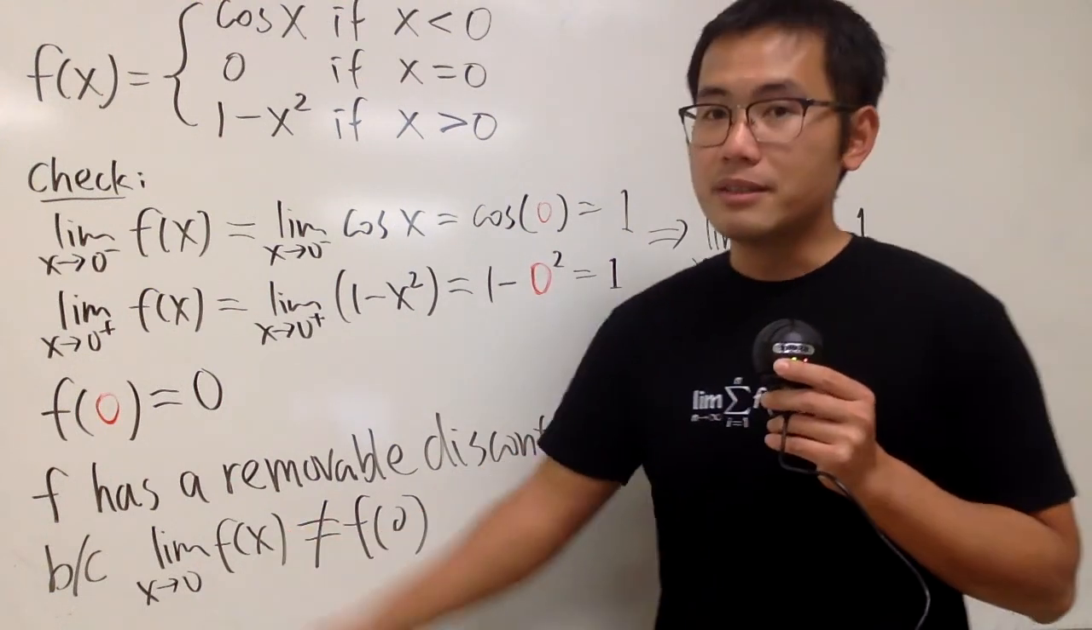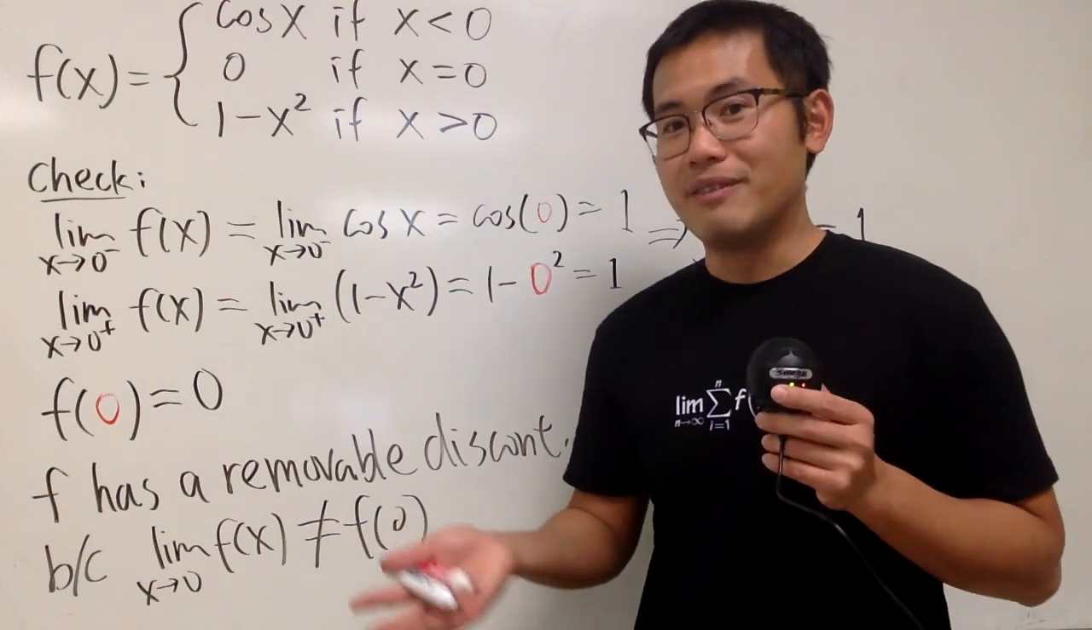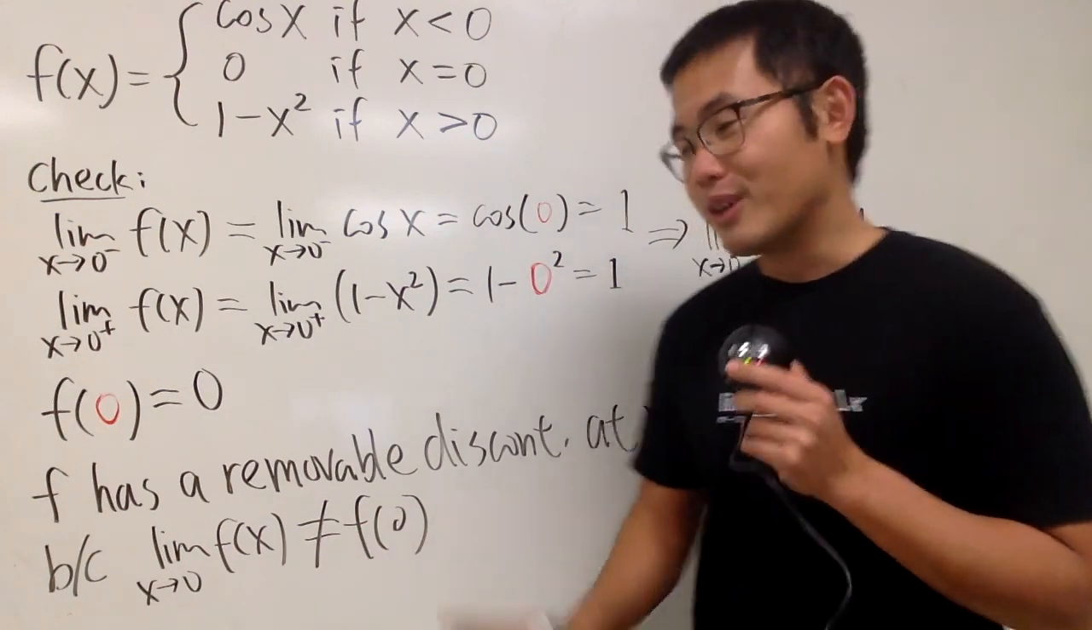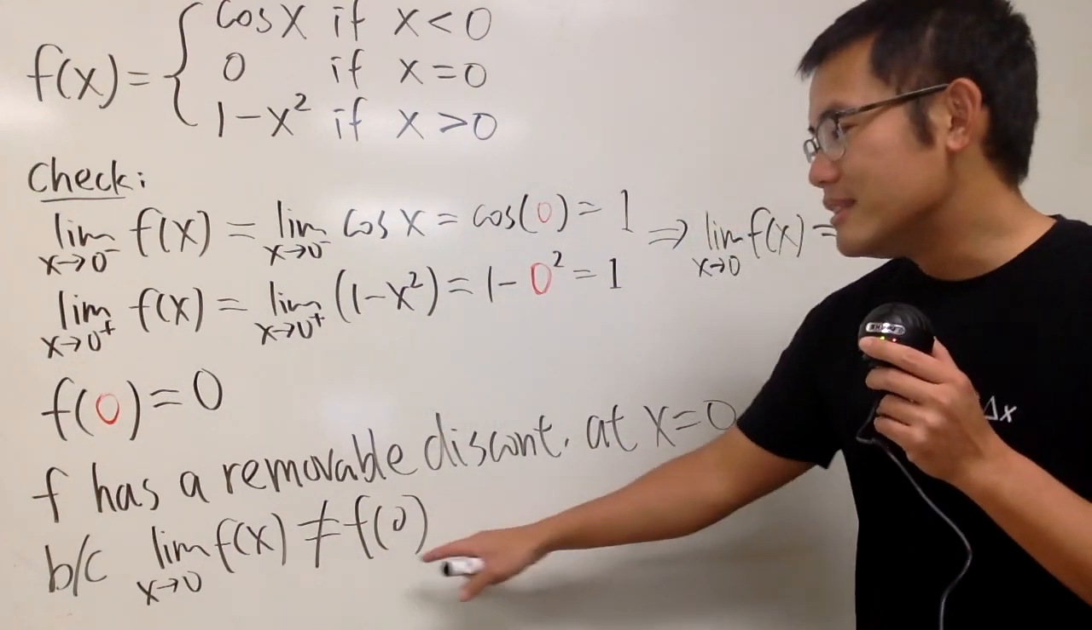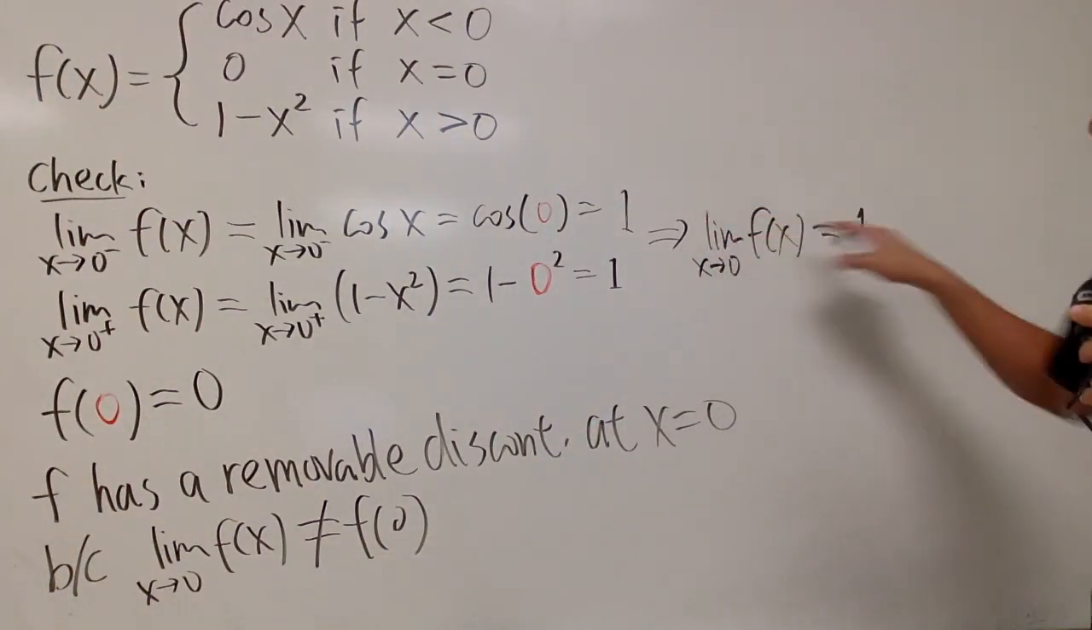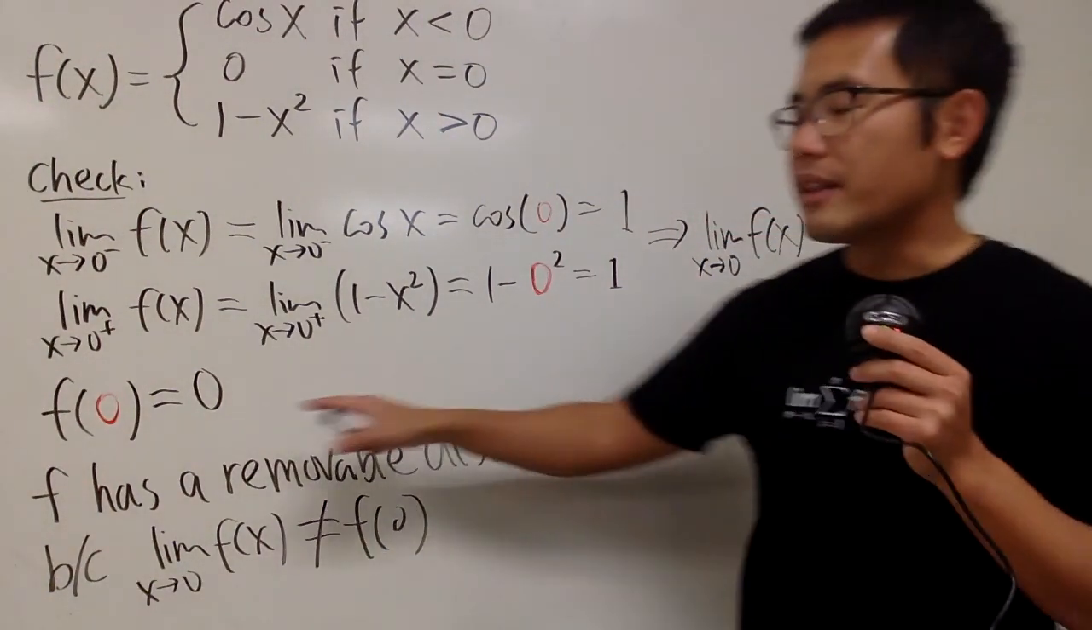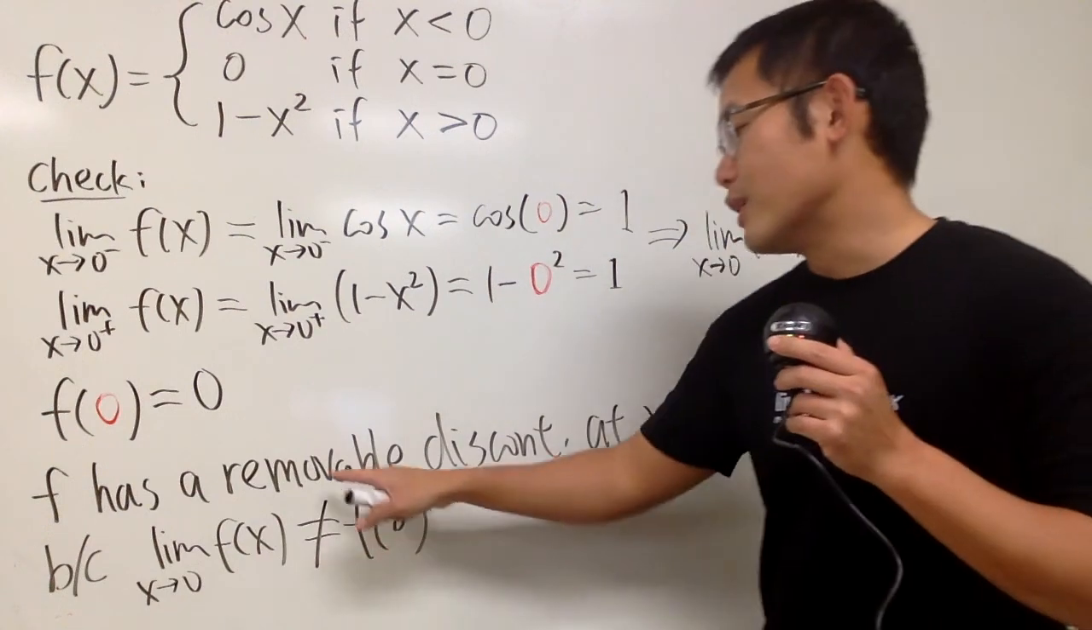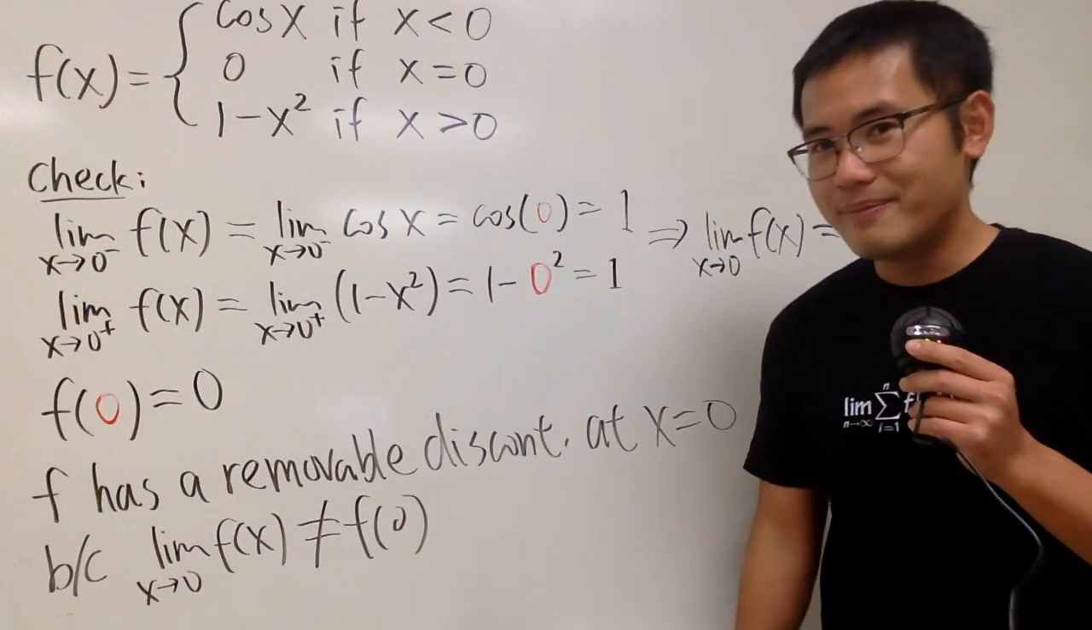And sometimes the limit doesn't exist. In that case, you may have a jump or you may have a vertical asymptote. So again, in that case, no good. But in this situation, the limit exists. However, it's not the same as the value of the function. We actually have a removable discontinuity, right?